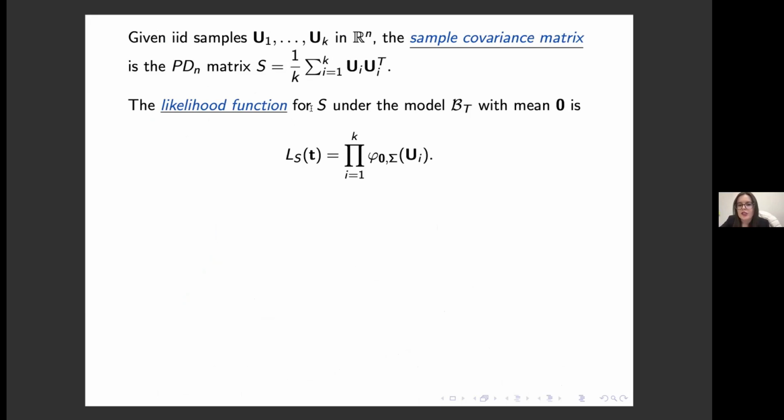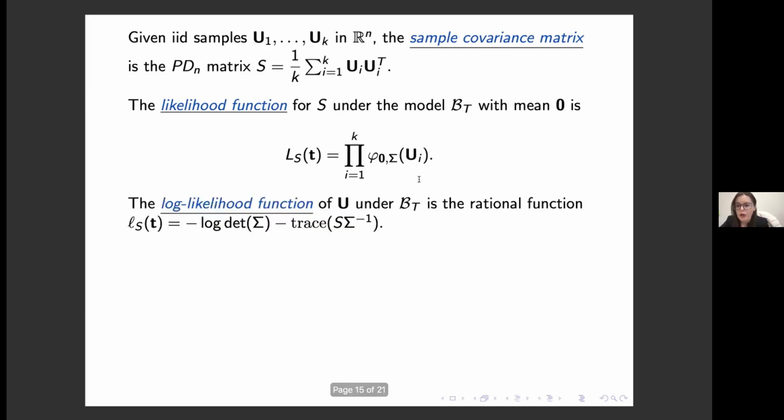And the likelihood function, similarly to the log linear case, is going to be the product of these Gaussian distributions for each of these UIs. With some work, taking the log of this and doing some simplifications, one can rewrite the log likelihood function in this very nice formula: minus log of determinant of sigma minus trace of S times sigma inverse. And so the maximum likelihood estimate can be found also by maximizing this new function.